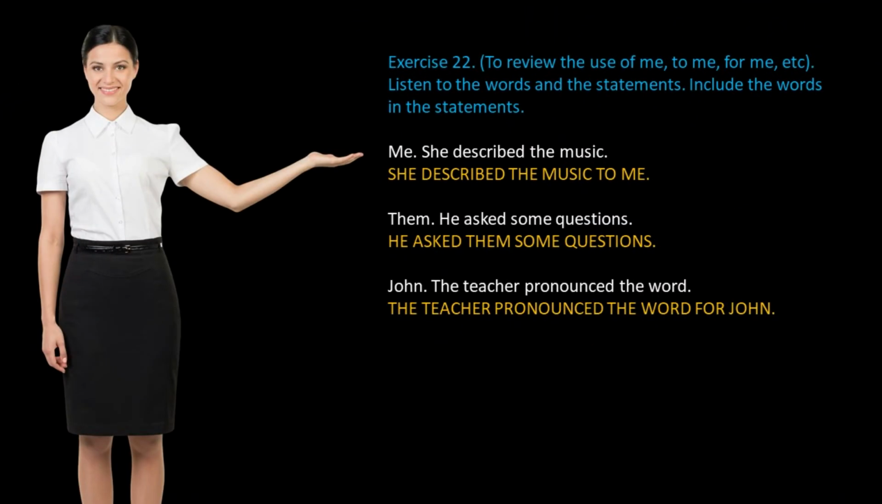Exercise 22. To review the use of me, to me, for me, etc. Listen to the words and the statements. Include the words in the statements. For example, Me. She described the music. She described the music to me. Them. He asked some questions. He asked them some questions. John. The teacher pronounced the word. The teacher pronounced the word for John.